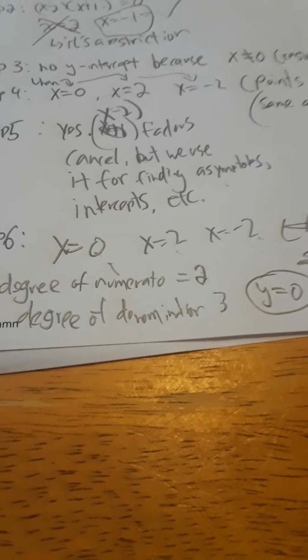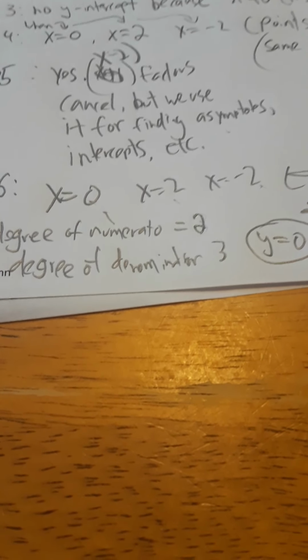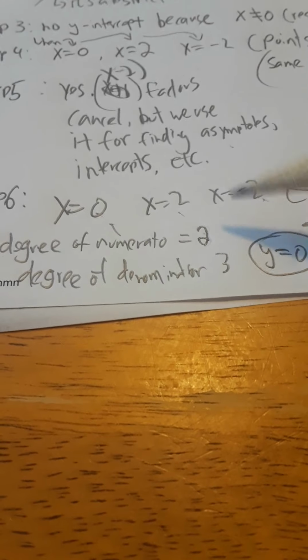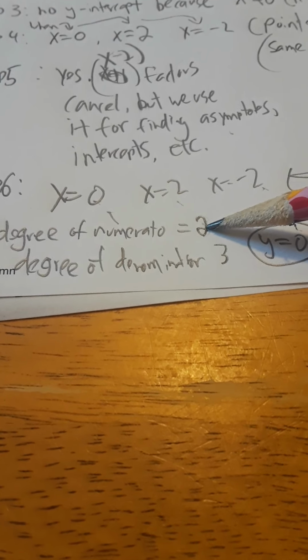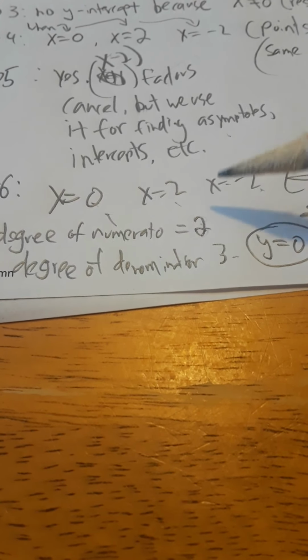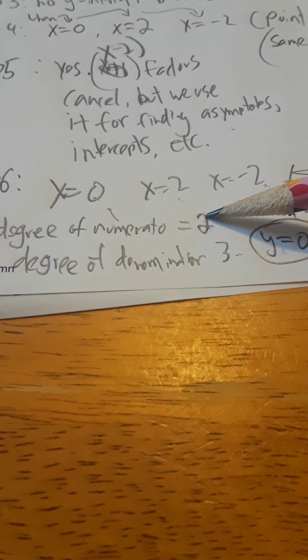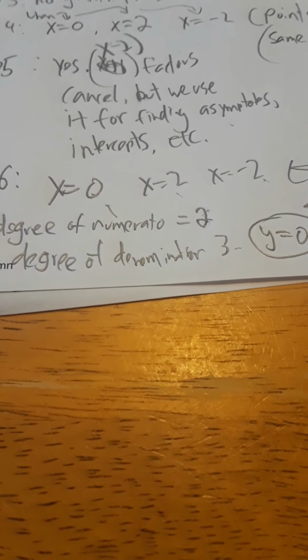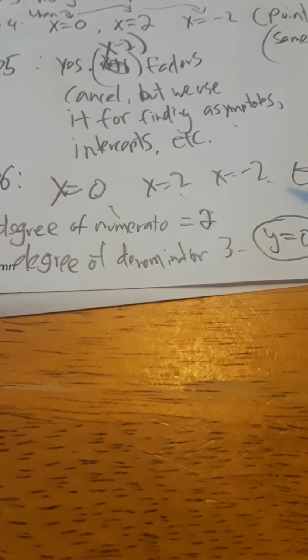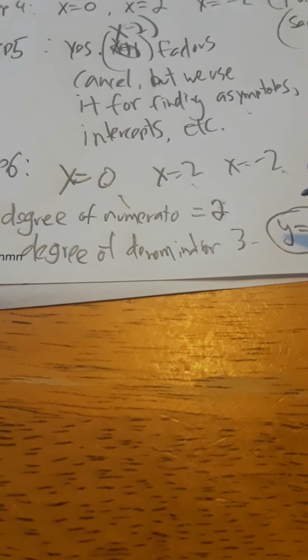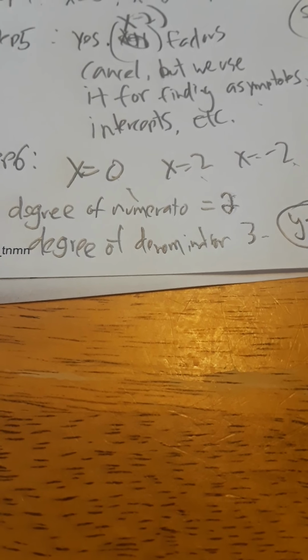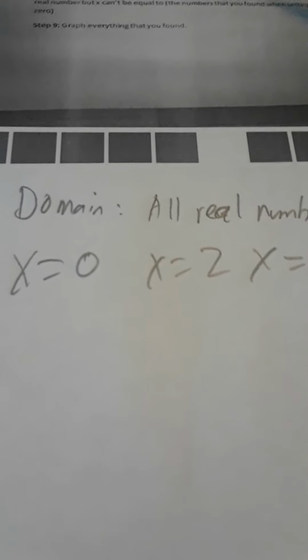Number 7, you're trying to find the horizontal asymptote. If you look at step 7, it tells you. The degree of the numerator is 2, and the degree of the denominator is 3. Whenever the degree of the numerator is less than the degree of the denominator, the horizontal asymptote is y equals 0. It approaches the x-axis, the line y equals 0, but it never touches it. So y equals 0 is an asymptote. Number 8, the domain is all real numbers except 0, 2, and negative 2, which are the restrictions.